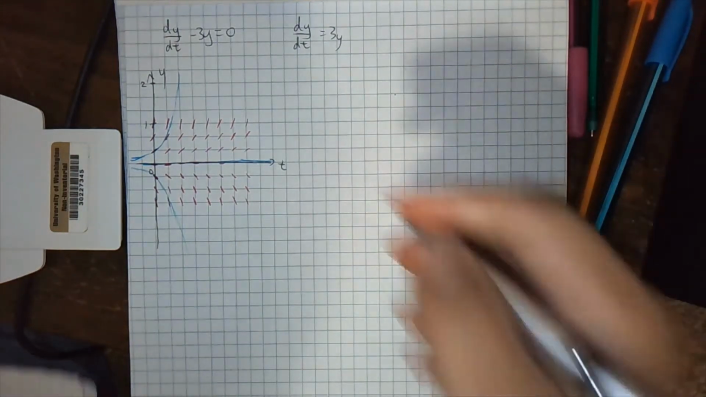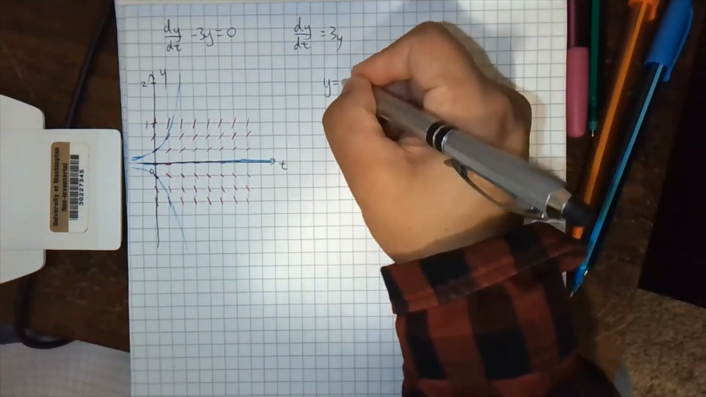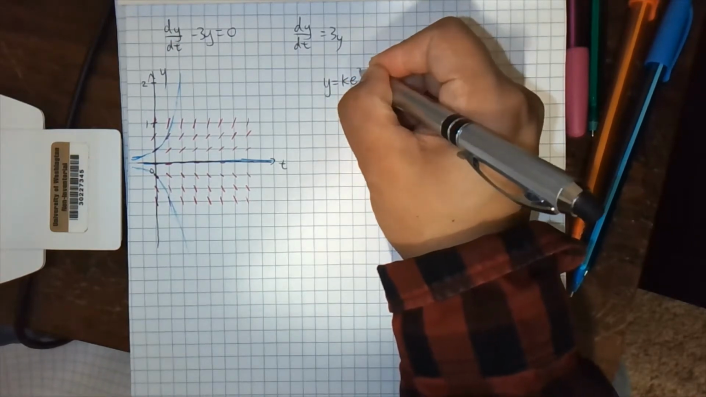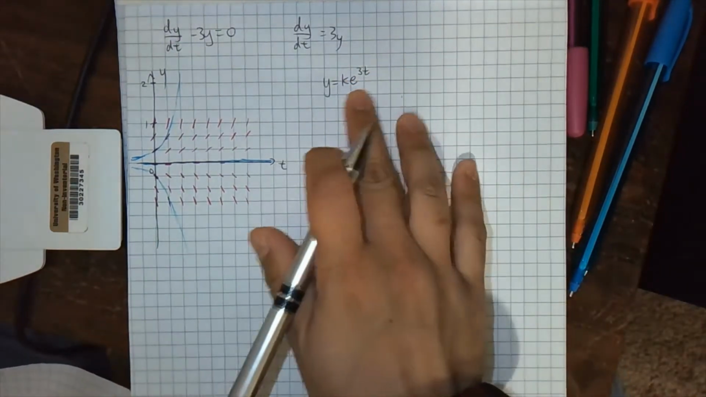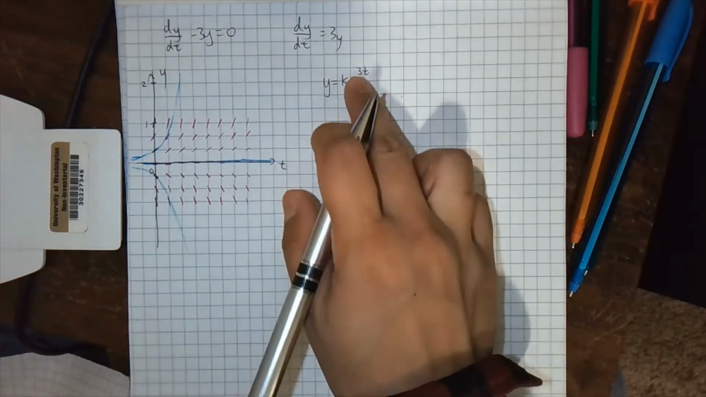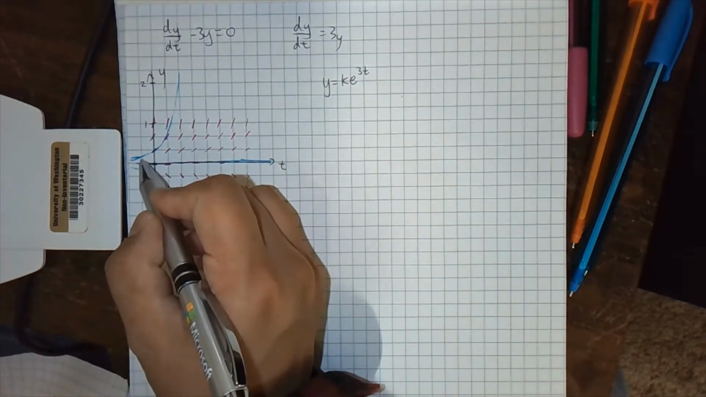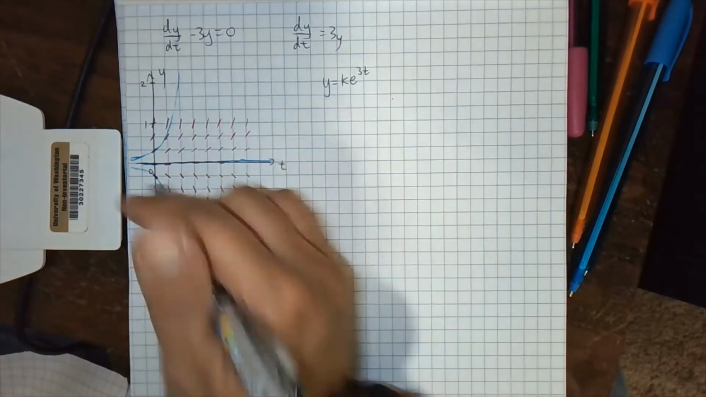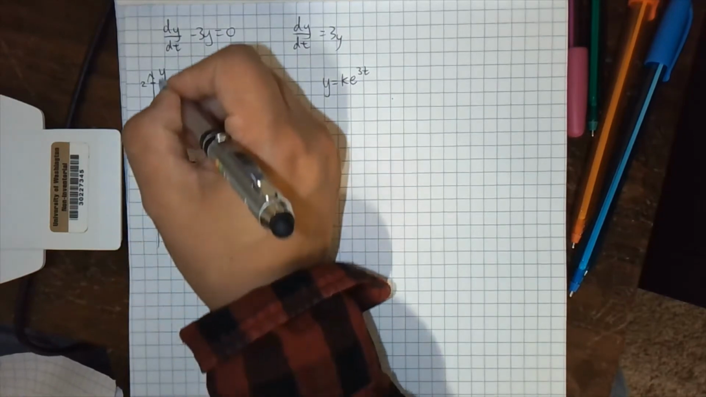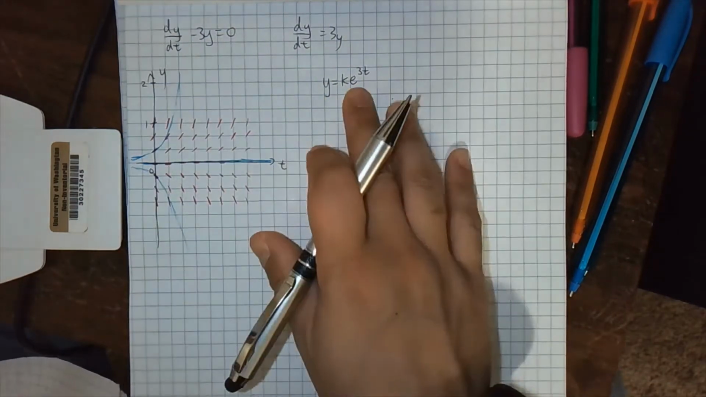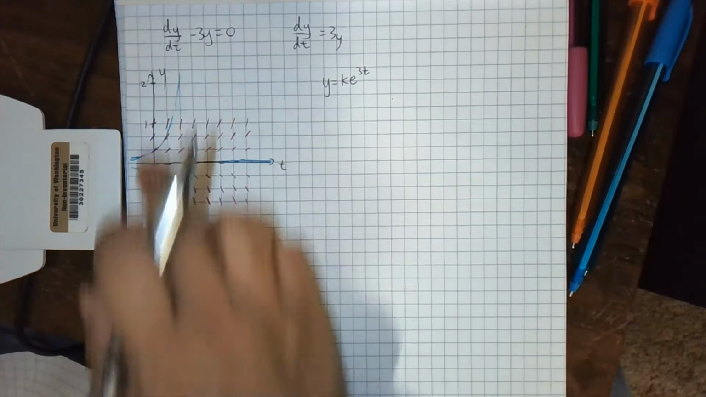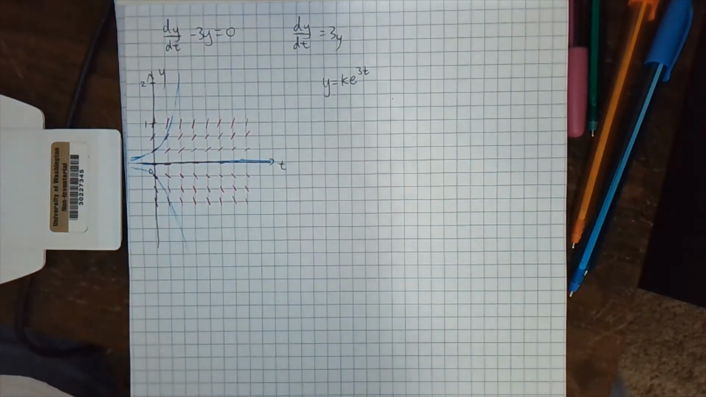And those stand for the infinitely many solutions y of the form y equals k times e to the 3t. When k is 0, y is 0. When this is probably, no, k equals 1 would go through here. So that would be a solution curve there. Anyways, each value of k gives you one of these blue curves.